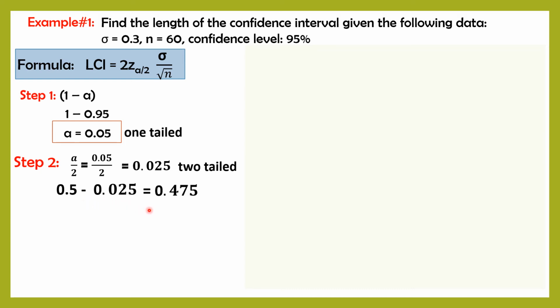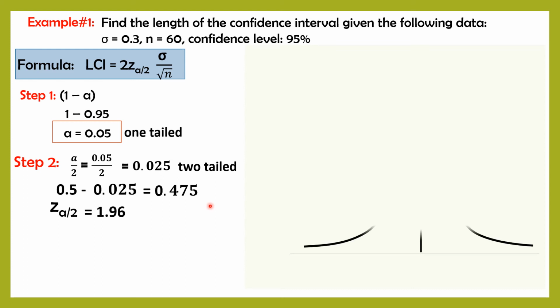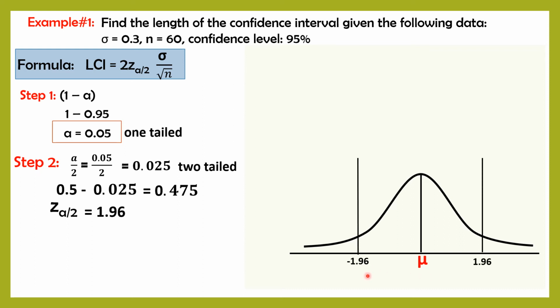So, we will have now the area 0.475. Then, if you look at it in our table of Z-scores, it has a Z-score value of 1.96. Okay, let's have here the normal curve. So, this is the mu. So, this is our 1.96.